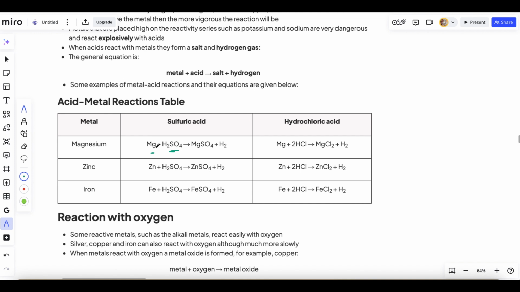So when metal reacts with sulfuric acid, they will form what? Metal sulfate. They will form a metal sulfate salt, which means if it is magnesium, it will be magnesium sulfate. Is the SO4 the sulfate? Yes, the SO4 will be the sulfate.